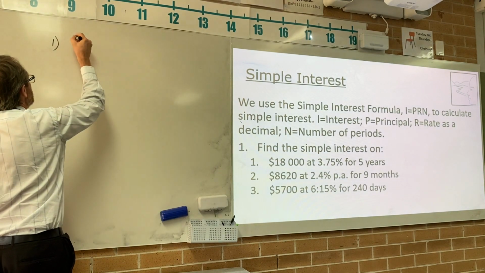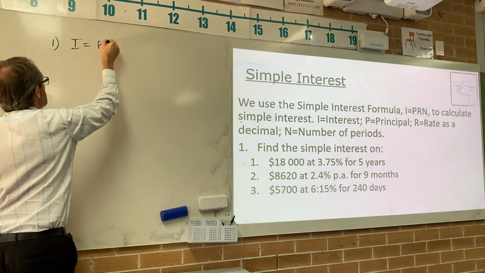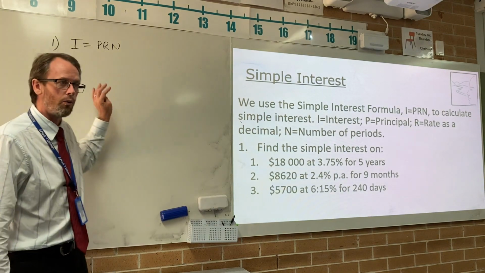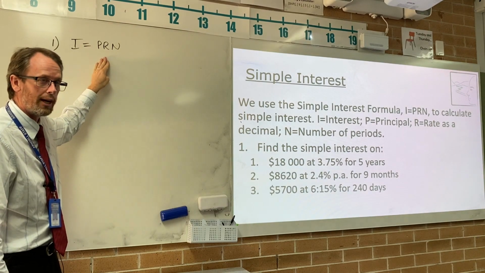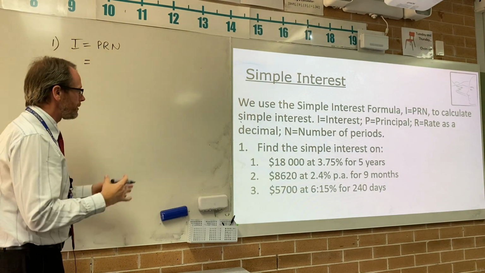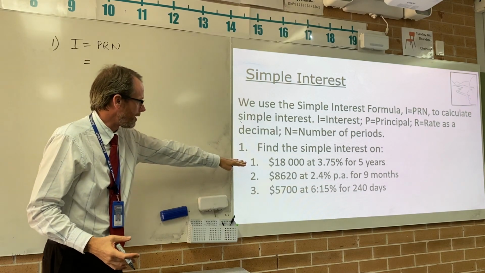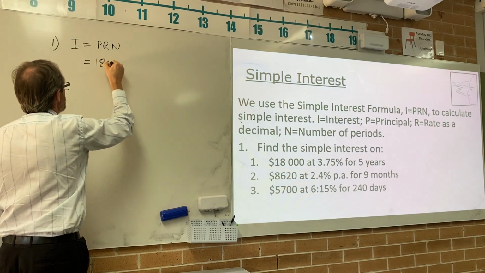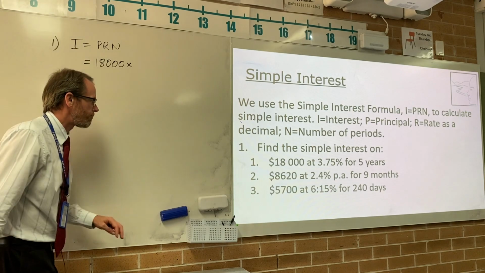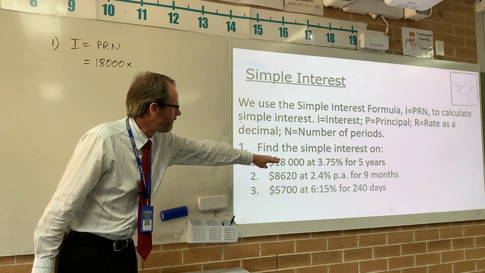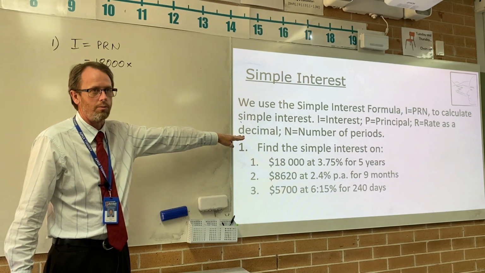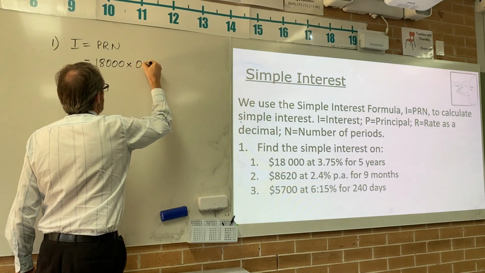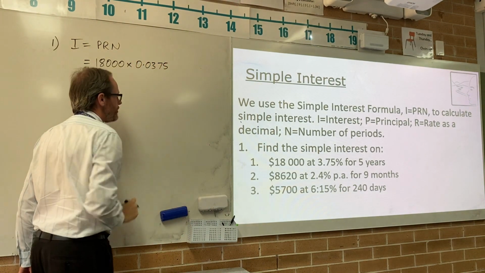So we use our formula. Just write the formula. I equals PRN, and that's the first line I always want to see you writing. Don't just jump in, write the formula, because then I know you've made the right start. Second, we replace the letters with the appropriate number. So the principal, or the original amount, is 18,000 times our rate, which is 3.75%. And I've suggested write it as a decimal. Now your calculators are so good, you could probably just write 3.75%, but I'm a bit old school and I like to write it as a decimal.